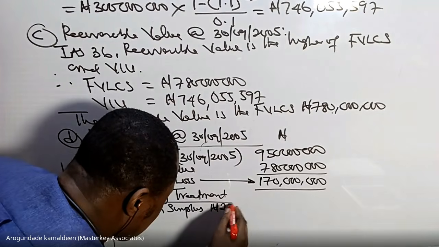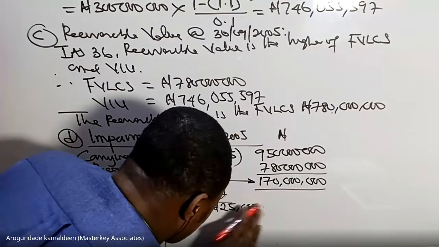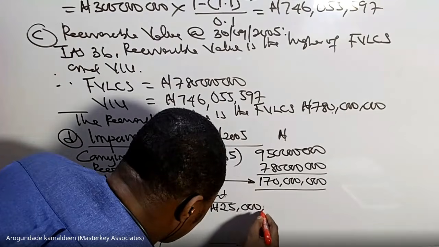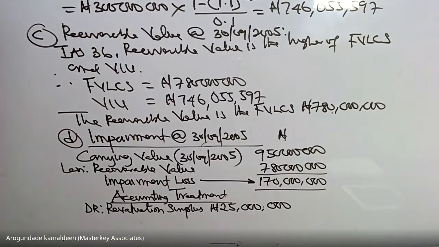So take away the whole 25 million. Now, that is the portion that the surplus can cover. Okay, Danjuma, go on.